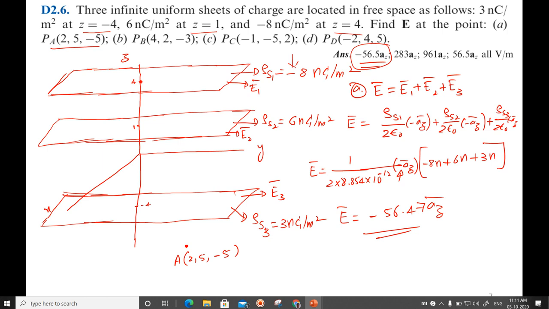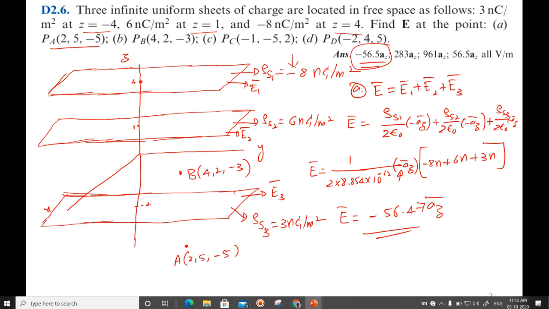It means the point should come above this sheet. The point should come here. So B of 4, 2, minus 3 is coming above this sheet and below the first sheet and second sheet. The point B is below the first two sheets and above the third sheet. The location is very important.